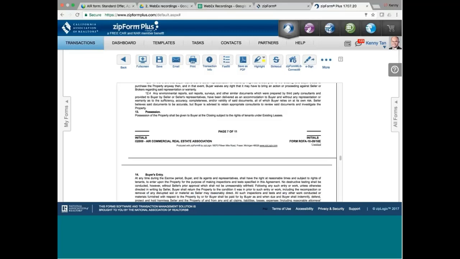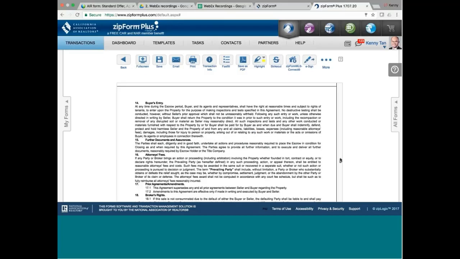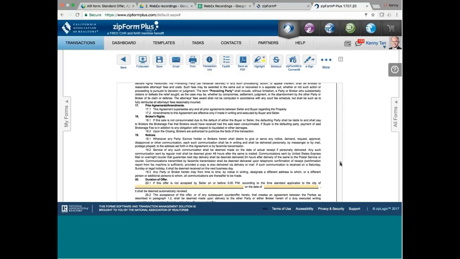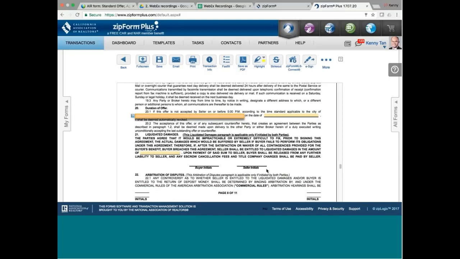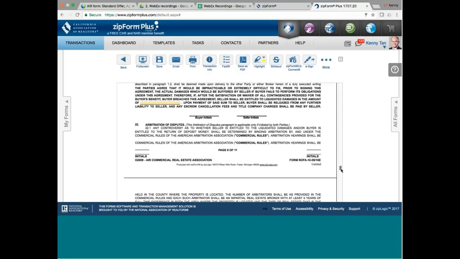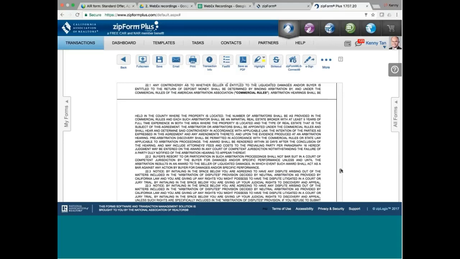Possession, same as the CAR form, is actually delivered at close of escrow. And as far as buyer's entry, just like in CAR, the buyer has the right to enter the property, not a problem. And the rest are standard provisions. Same thing, just like CAR, you can set an expiration date and time for your offer. Same thing as CAR, you have a liquidated damages clause in here. Arbitration clause, just like CAR.